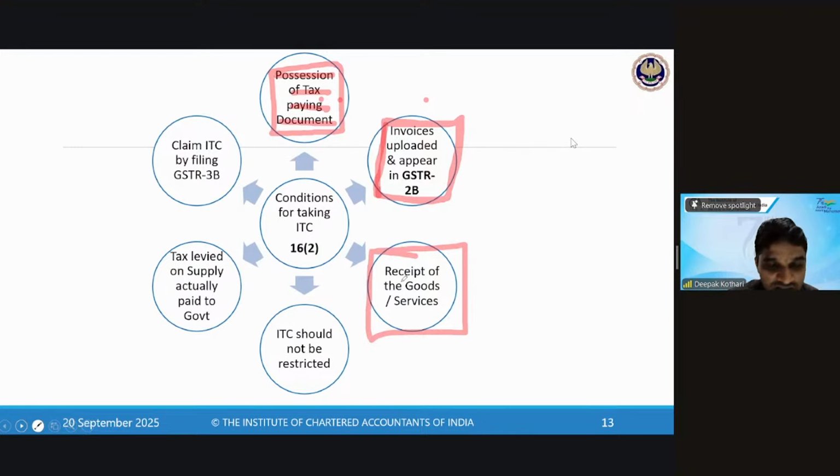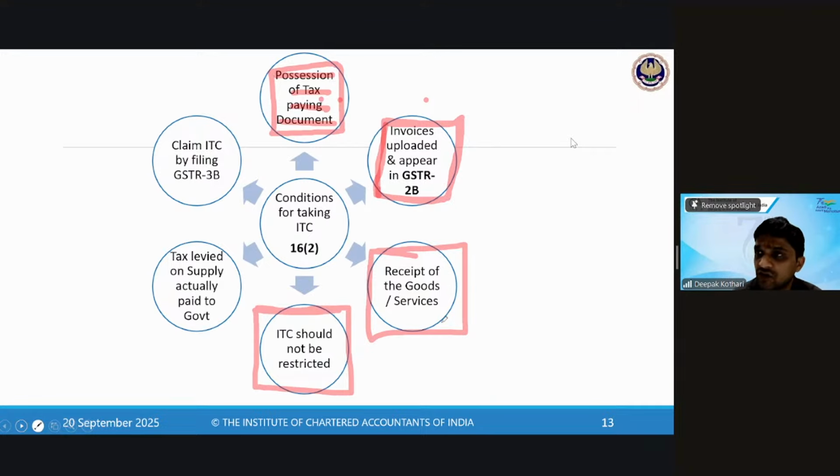You should actually receive the invoice. You should actually receive the goods. In terms of services, you should have actually procured it. Okay, that's the third condition. Fourth condition is ITC should not be restricted, which means in your GSTR 2B, there'll be a sheet wherein it will show that yes, you have purchased it, but these credits are restricted. You cannot claim it. If it is coming under that restricted column, then also we cannot claim it.